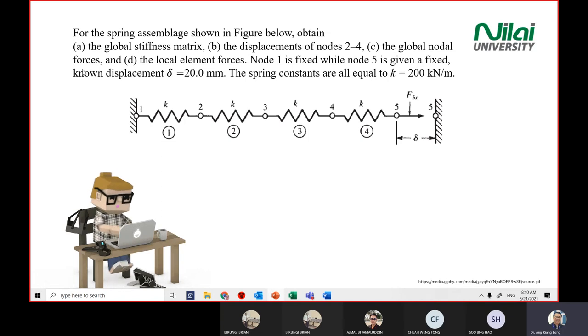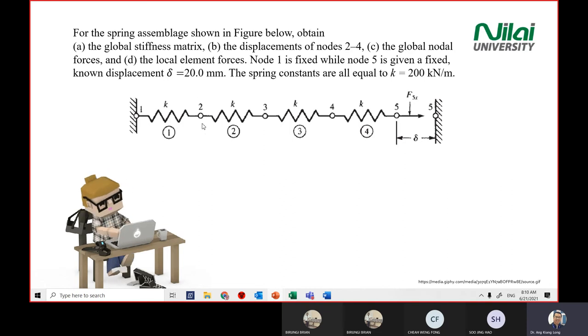C, the global nodal forces. Global nodal forces, meaning the word global means we need to find the capital F at all the points here: 1, 2, 3, 4, and 5. Then D is the local element forces where we need to mesh or discretize these four elements. We need to disassemble these four elements and then we look at each individual element. And then we need to draw the free body diagram.